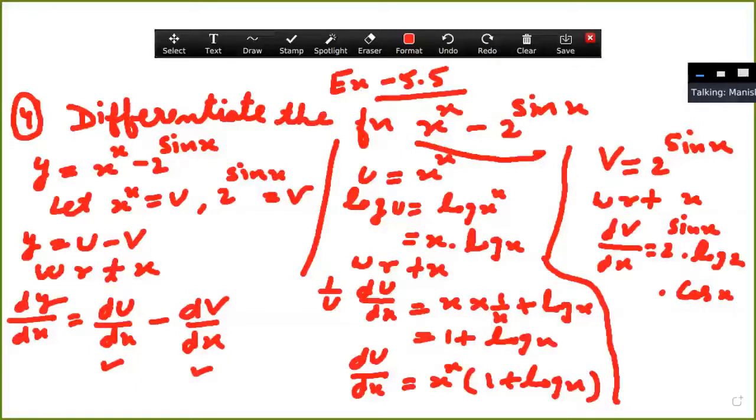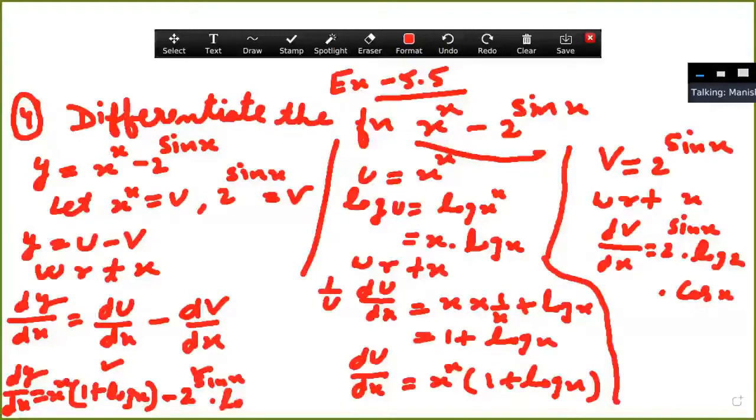It means the answer of this question will be dy upon dx is equal to x to the power x into 1 plus log x, and the value of dv upon dx, that is 2 to the power sine x into log 2 into cos of x. This will be the answer of the question. Now you can do the question number 4.